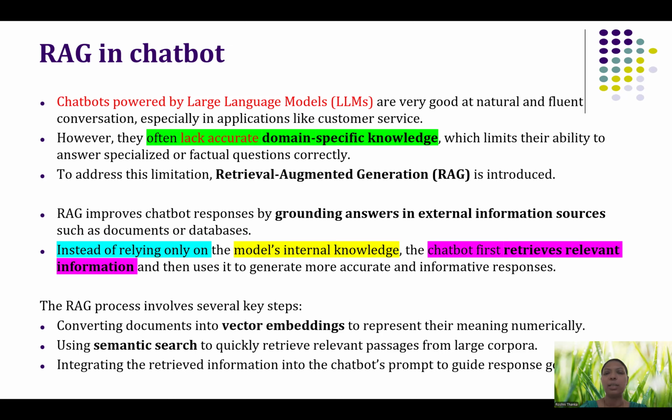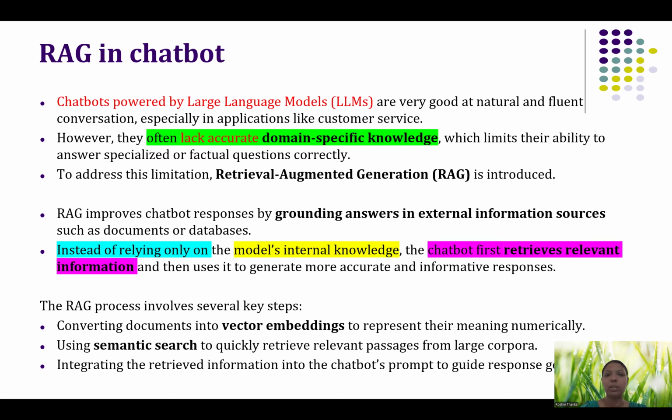Since RAG is grounded in external information, maybe a database or a PDF or a document or a website, whatever it may be, it will give a more domain specific and more relevant answer. So rather than having only an LLM, RAG will give a clear answer. Instead of relying only on the model's pre-trained knowledge, the chatbot will get the most relevant information, and the information will be more accurate and informative as well.